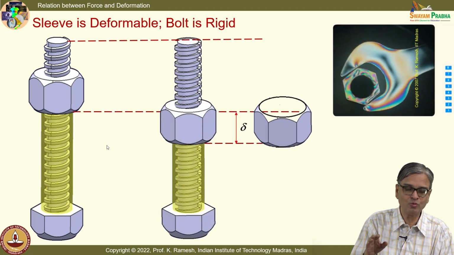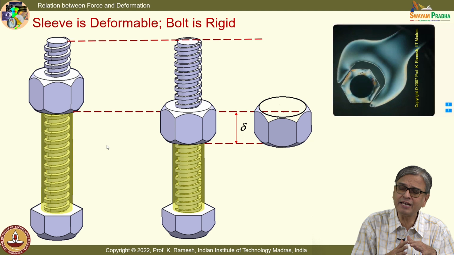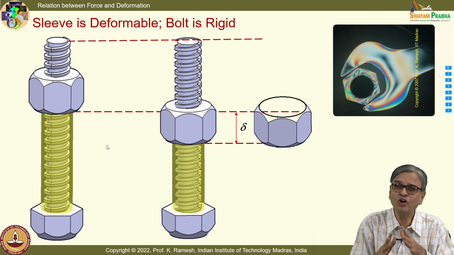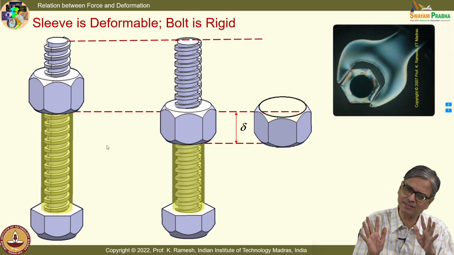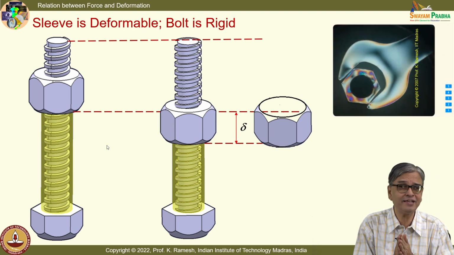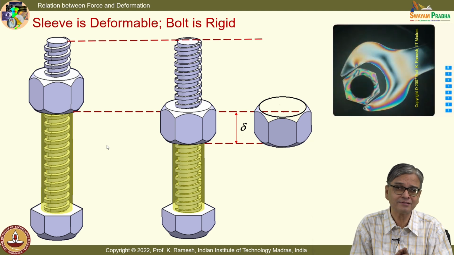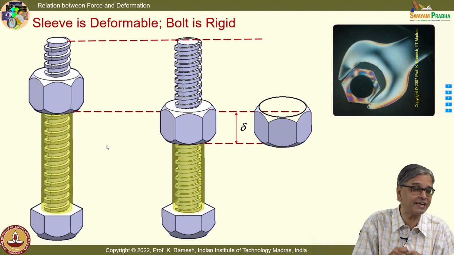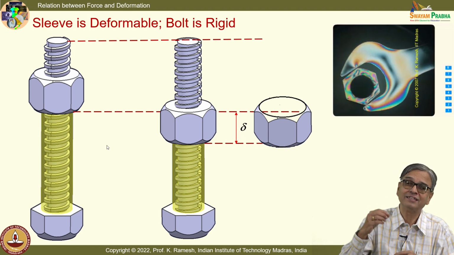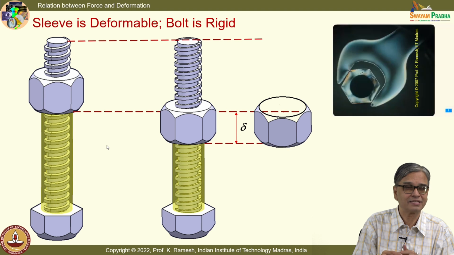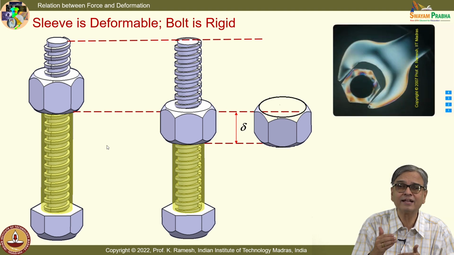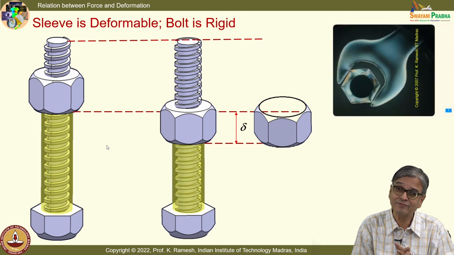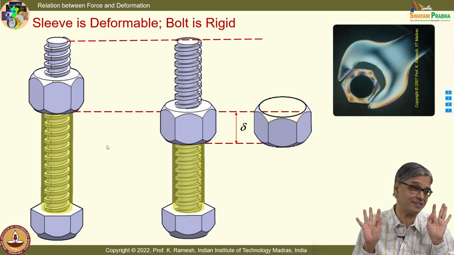So, it would have moved down and the complete deformation will now be borne by the sleeve. That is also acceptable. But in reality, bolt is also deformable, sleeve is also deformable. So, what happens is while you are tightening it, the sleeve is getting compressed and the bolt is also getting elongated simultaneously. What happens to the nut? We are treating that as rigid for our convenience.